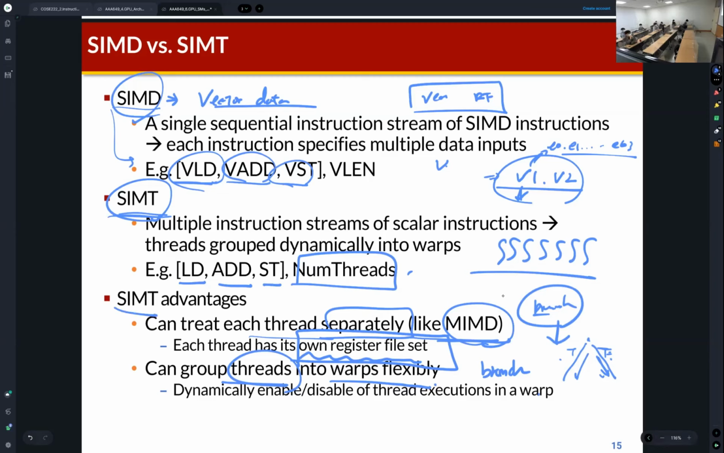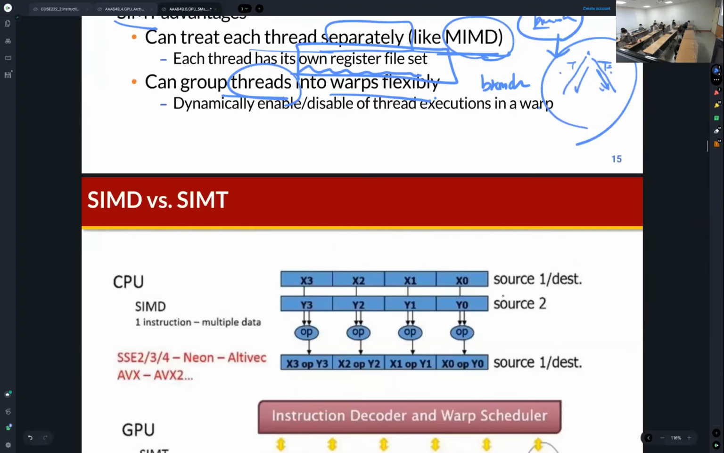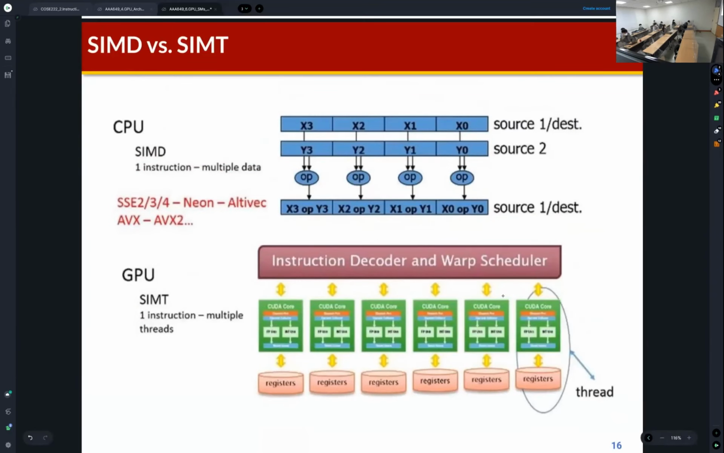SIMT supports this divergent execution. And then I will explain how the SIMD can support this divergent execution later. And this is the SIMD model. In the figure, we can compare SIMD like this. So, as I explained, this is the SIMD model.